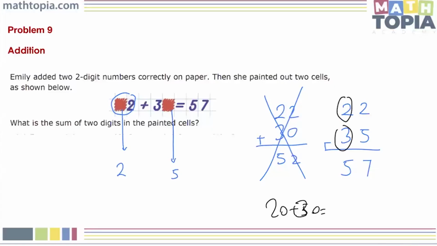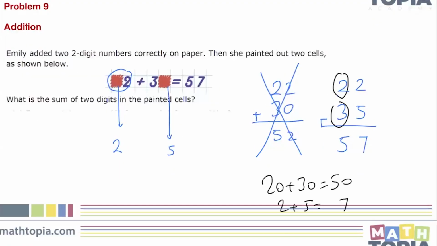Sorry. Sometimes I am thinking fast. That's not good. 20 plus 30 is 50, and 2 plus 5 is 7. Therefore, this is 57. Then we got it.